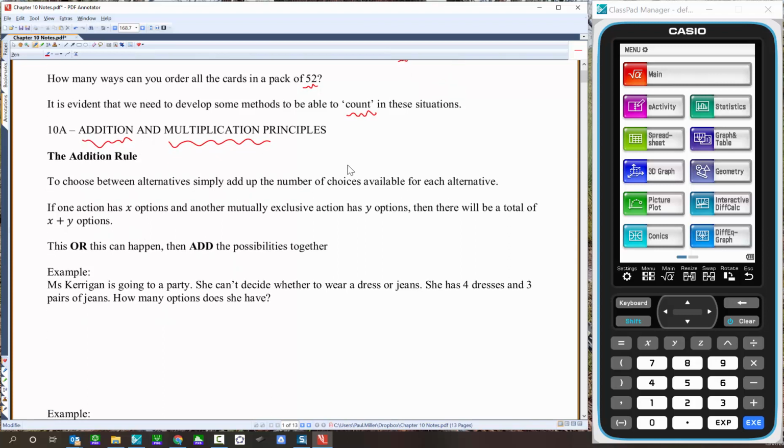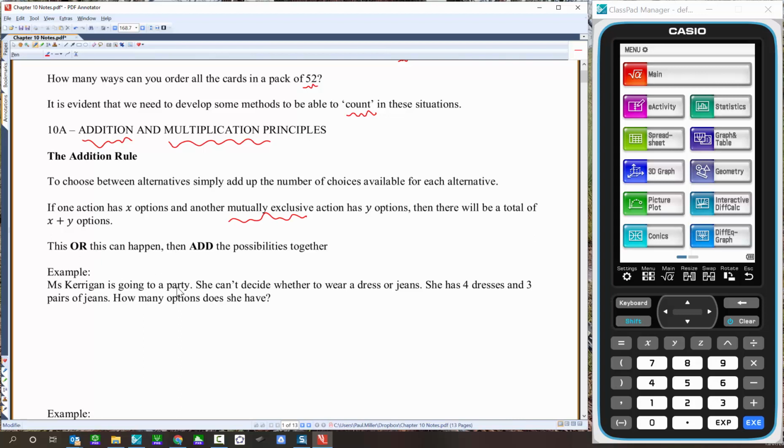The addition rule has nothing to do with the addition rule from probability. Completely different. To choose between alternatives, simply add up the number of choices available for each alternative. So if one action has X options and the other mutually exclusive action has Y options, then there'll be a total of X plus Y options. This or this can happen.